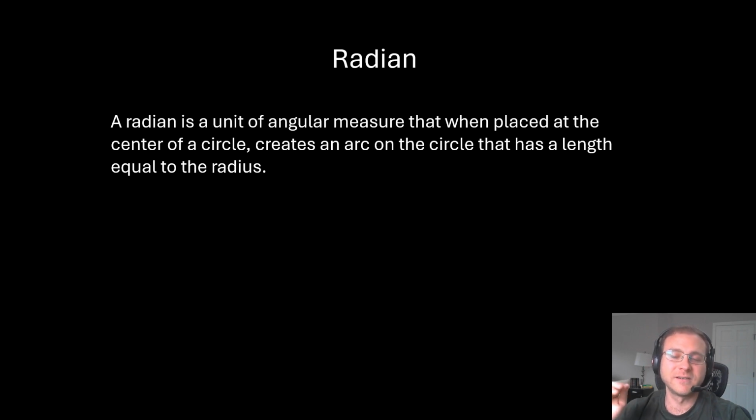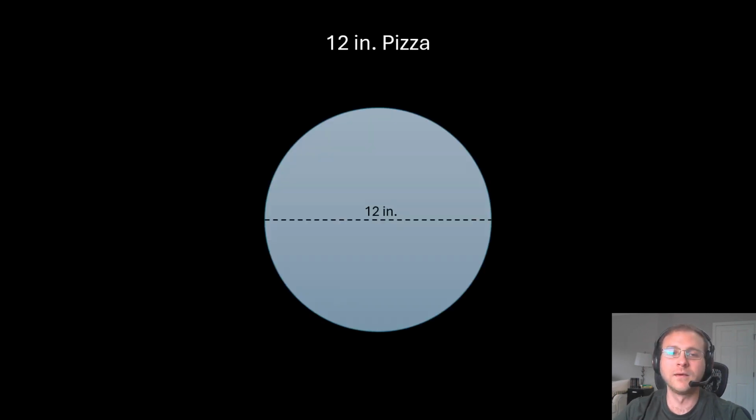Now, this may be hard to understand just from the definition, so let's use an example to illustrate a radian. Imagine a pizza that's 12 inches across. That 12 inches across represents the diameter of the pizza. The radius is half of the diameter, so the radius of this pizza is 6 inches.